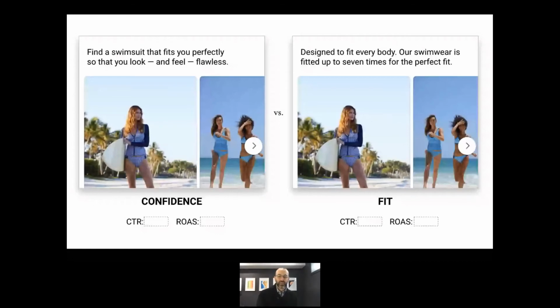In this case, we had one that's a confidence message, one that's a fit message. When we ran this, it was the fit that stood out and actually outperformed. This was not what I would have predicted. I would have predicted the one on the left. The ROAS, the return on ad spend, was 6, whereas the other one was 4. Both are good, and we could have been satisfied with the one on the left.